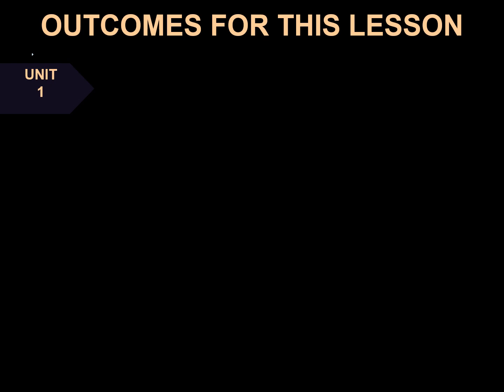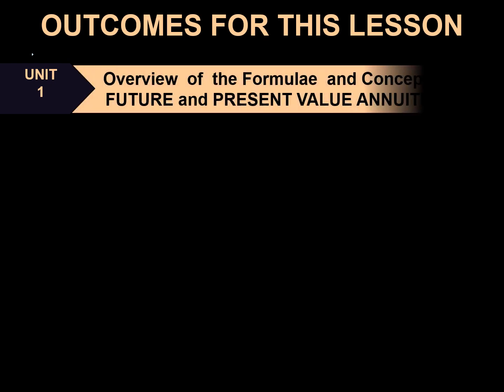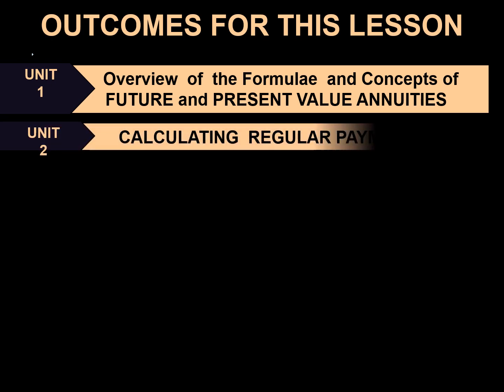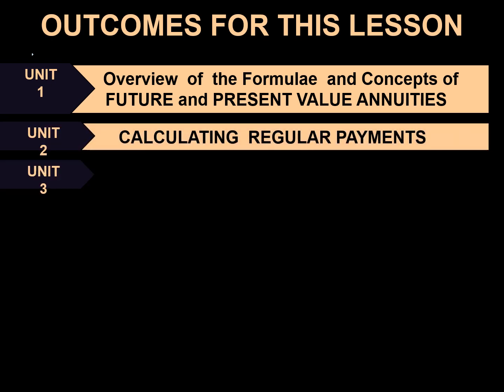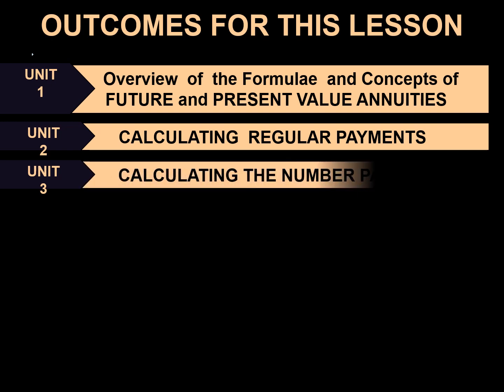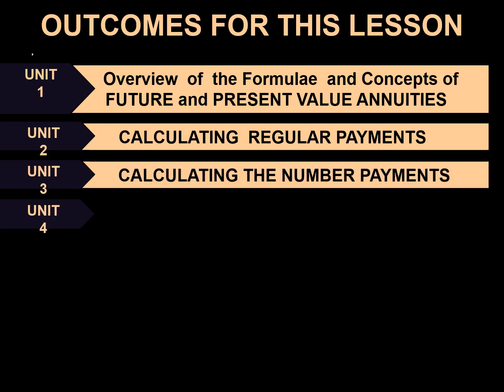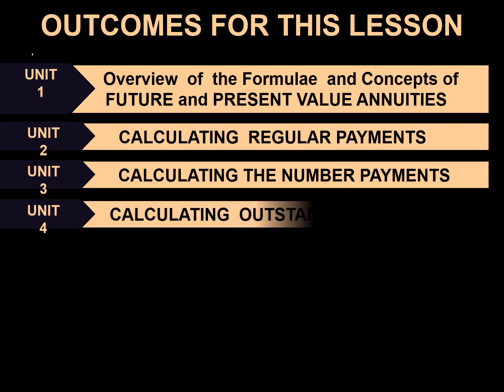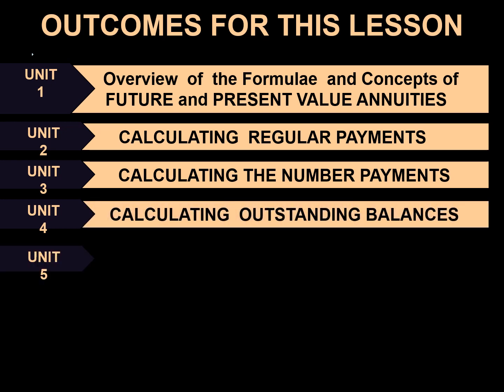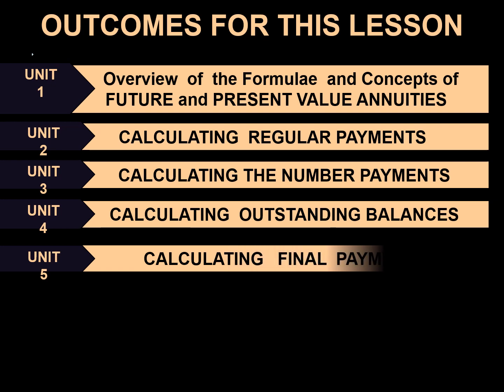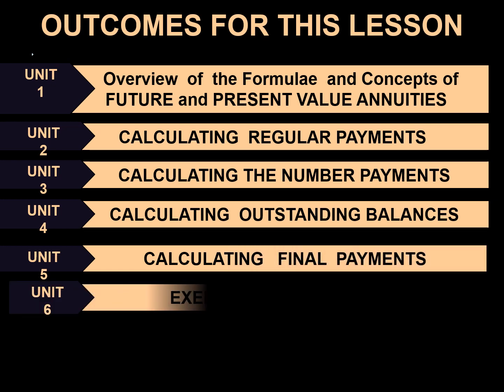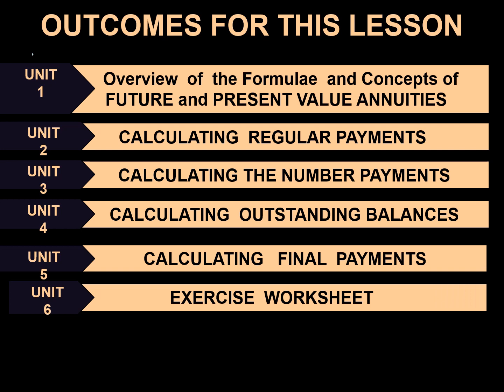Let's look at the outcomes for this lesson. First of all, we're going to have a brief overview of the concepts and formula of future and present value annuities that was discussed in the previous video. Then we're going to do regular payment calculations, and then calculating the number of payments, and then calculating outstanding balances, calculating final payments, and then as usual with all my videos we have an exercise worksheet.